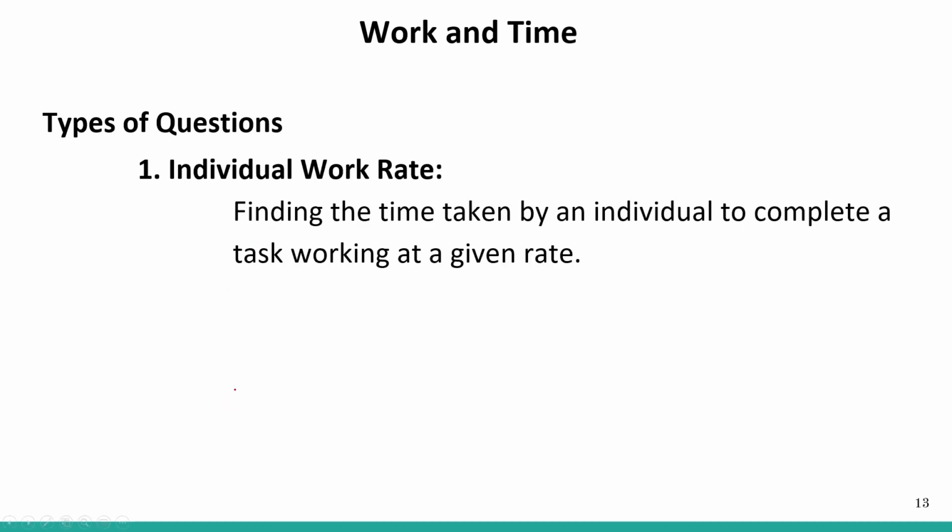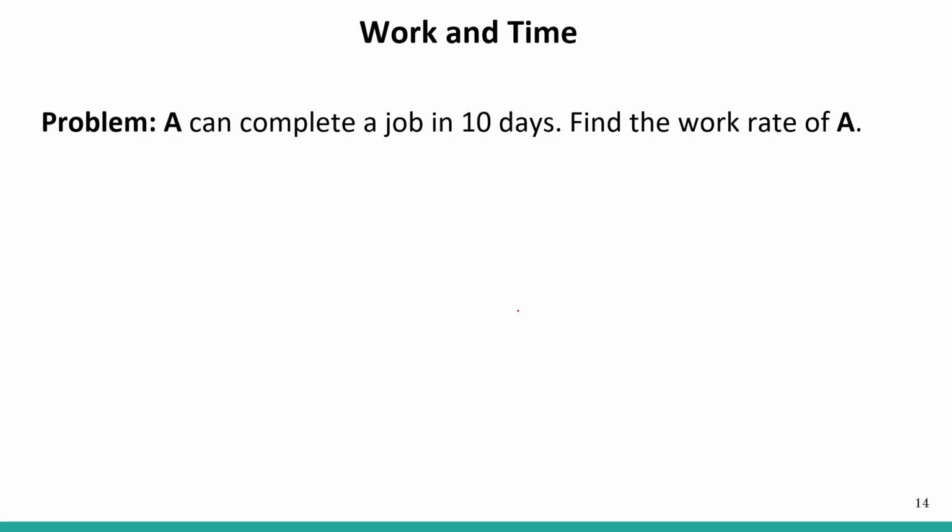Individual work rate: finding the time taken by an individual to complete a task working at a given rate. Let's see an example. A can complete a job in 10 days. Find the work rate of A. What does A do? A completes a job in 10 days.